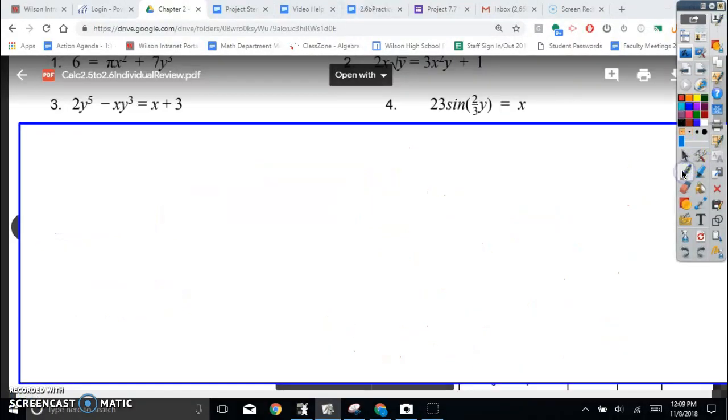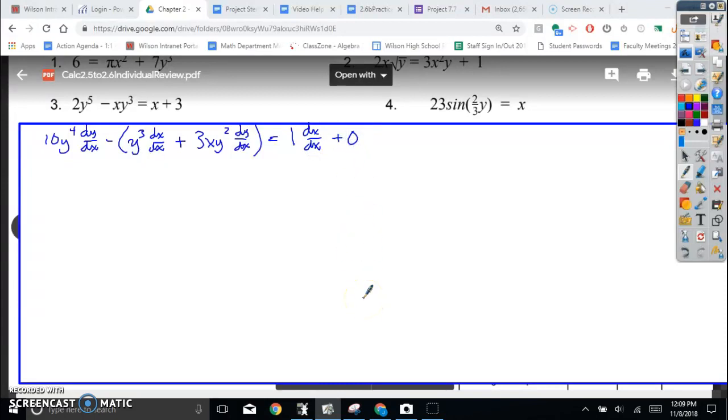Okay, so here we go with 3 and 4. Starting with 3, do the derivative of this, which would be 10y to the fourth dy/dx. I got product rule here, so the derivative of x is 1, y cubed dx/dx plus 3xy squared dy/dx. This is going to equal 1 dx/dx plus 0, because the derivative of a constant is 0.